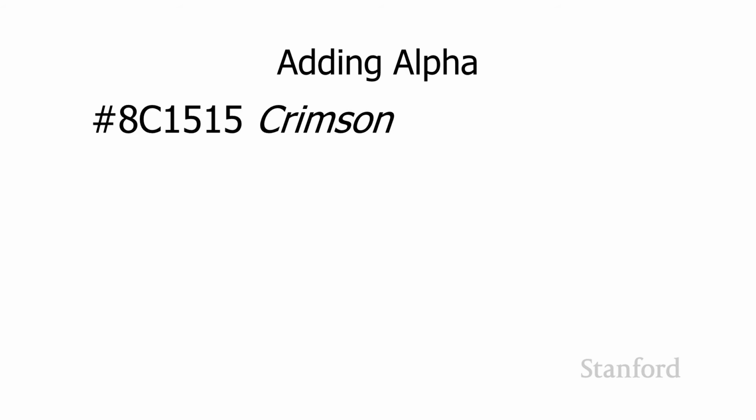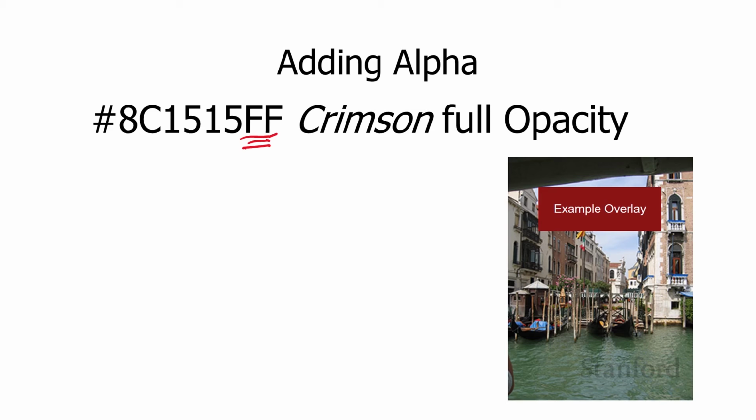So here, 8C1515, that's our crimson red, but that's actually equivalent to 8C1515, that's RGB, and then FF. That last set of hexadecimal digits is the alpha. And with FF, that's the maximum that we're allowed to specify. And so this is full opacity. This means we cannot see through this at all. And so you can see the example overlay title and then a crimson background using the color I've specified here. And you cannot see through that crimson at all.